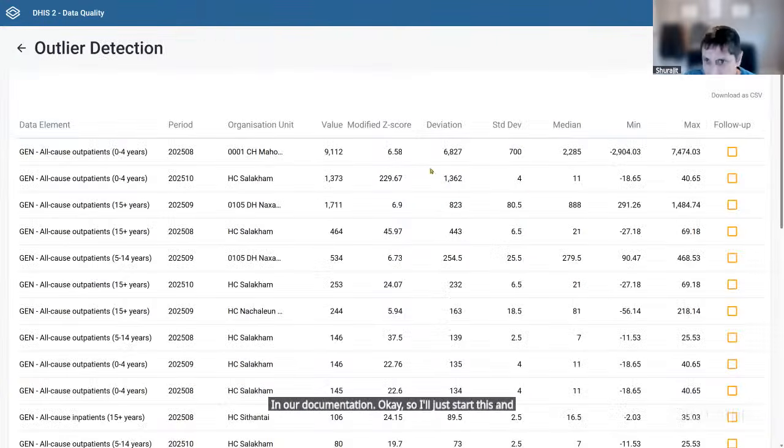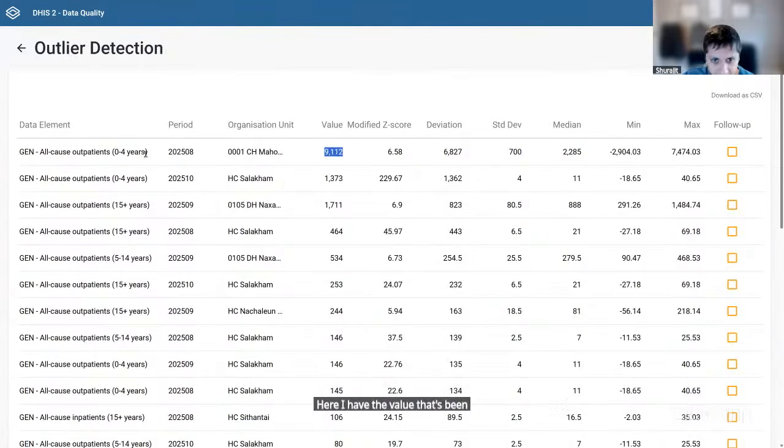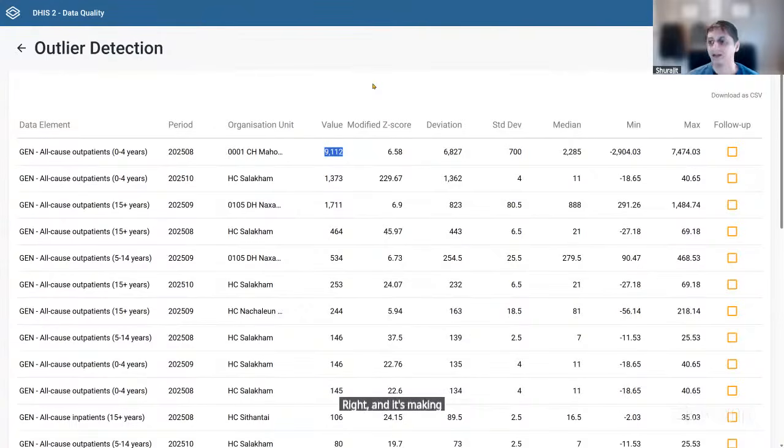And here it identifies outliers. So here's an example again of this kind of similar thing that we're doing before. Here I have the value that's been entered. Here's the data element. And then I have kind of the median, so the middle point of that data. So the middle point's only 2,000, but the value that's been entered is 9,000. So it's quite a bit higher, right? And it's making this comparison and telling us if this data is acceptable or not.